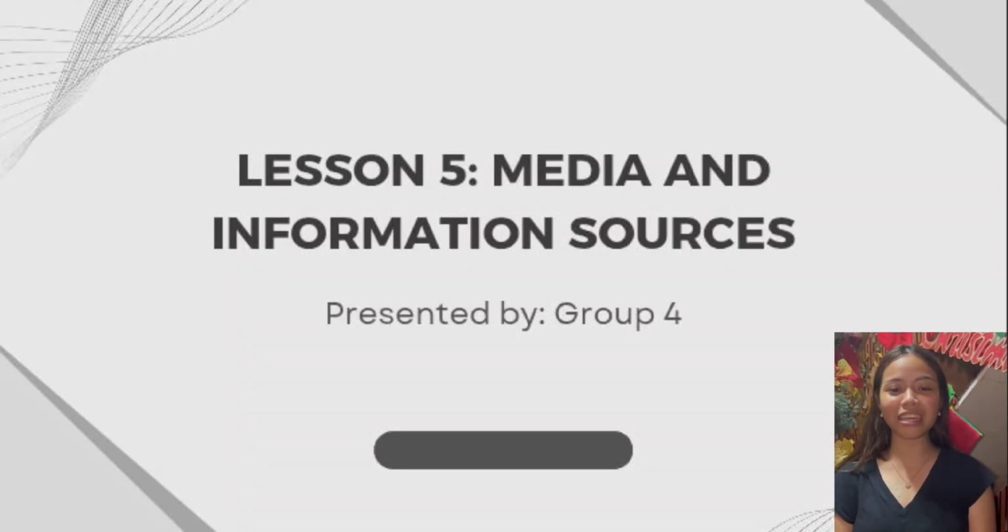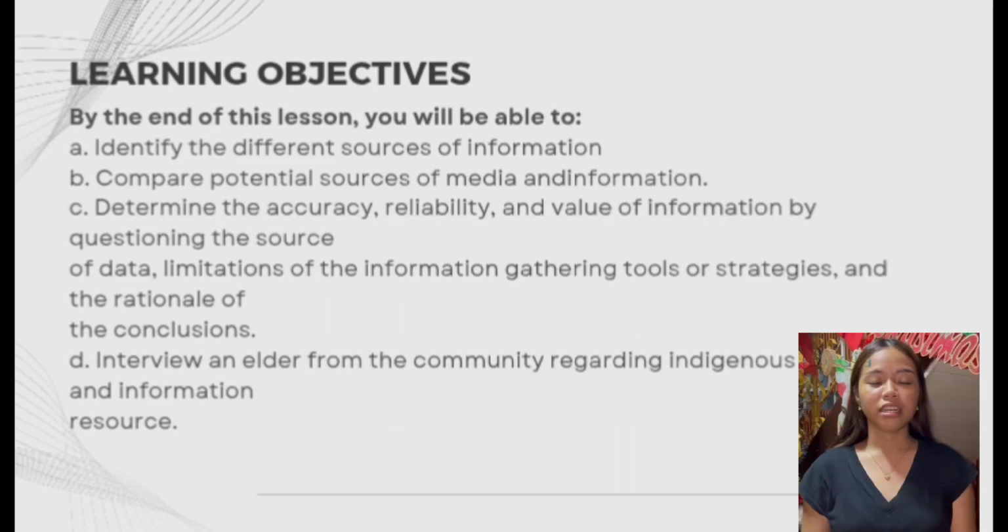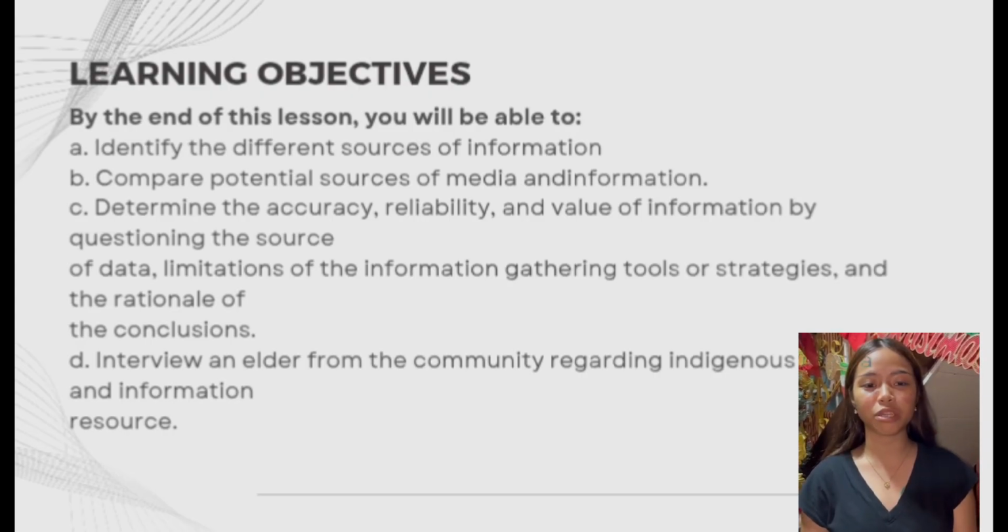We are discussing the topic media and information sources in lesson 5. So our learning objectives, by the end of this lesson, you will be able to: A. Identify the different sources of information, B. Compare potential sources of media and information, C. Determine the accuracy, reliability, and value of information by questioning the source of data.